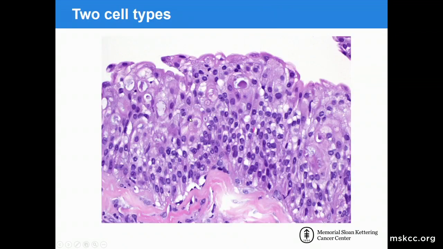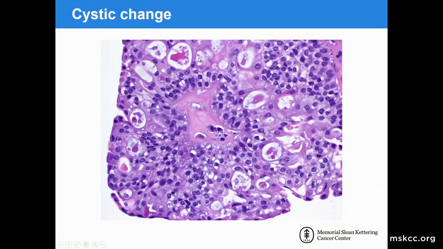In addition, we noted that there were 2 cell types. So towards the base of the lesion are these cells here, slightly round polygonal cells, and then towards the superficial surface, towards the inside of the cystic cavity, were cells that showed an increase in eosinophilic cytoplasm and also some flattening of the cells. There was also cystic change that was similar to what we saw in the biopsy.